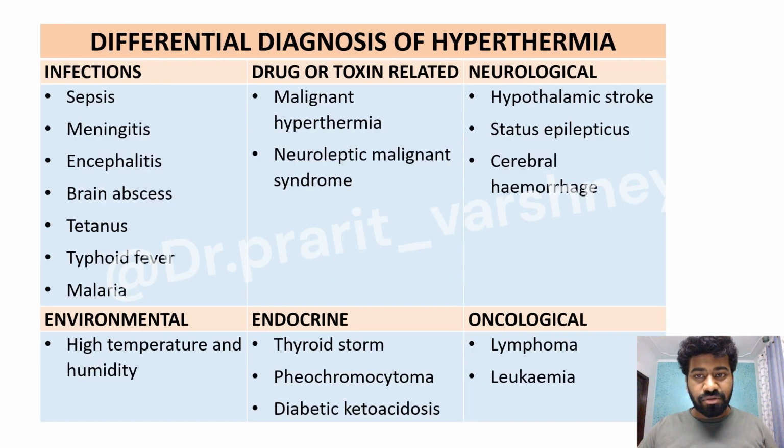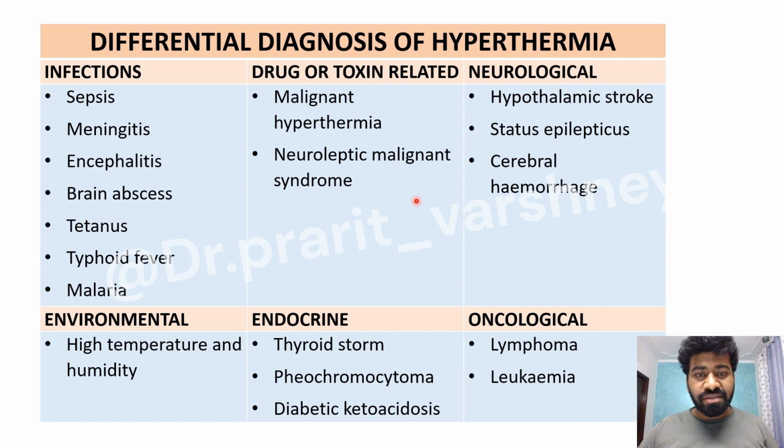Now the differential diagnosis of hyperthermia. As in the initial definition of heat stroke, there was one line that other causes of hyperthermia have to be ruled out. One cause of hyperthermia is environmental, high temperature, that we have discussed as heat stroke. Other causes of hyperthermia are infections such as sepsis, meningitis, encephalitis, brain abscess, tetanus, typhoid fever, malaria. For meningitis, encephalitis, brain abscess, we do the neurological imaging and CSF studies. For tetanus, typhoid, malaria: tetanus is a clinical diagnosis. Typhoid and malaria, we will send for investigation.